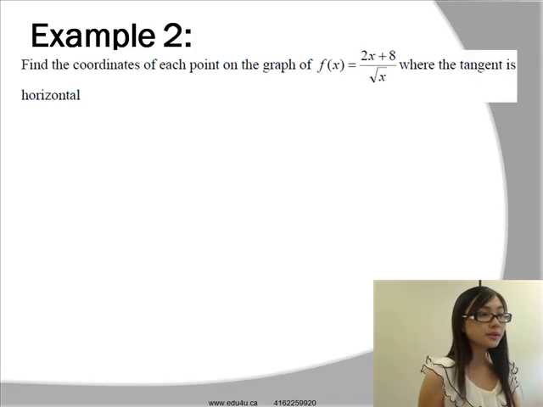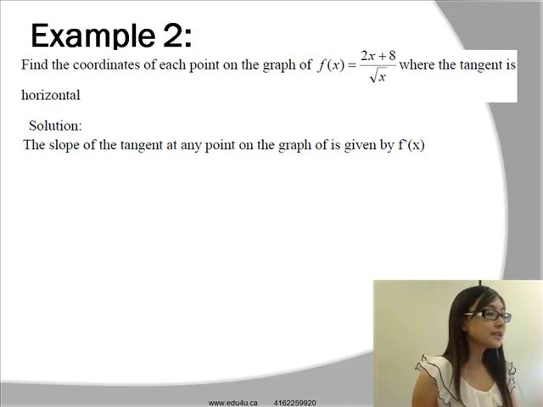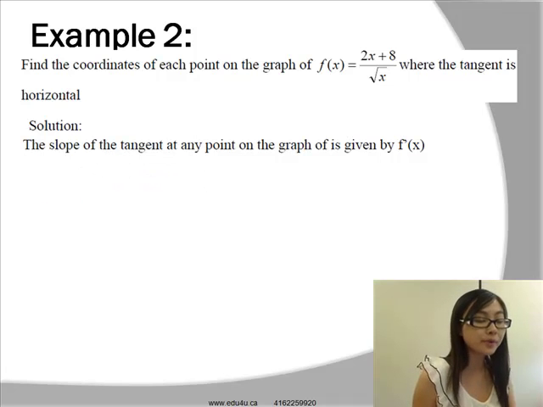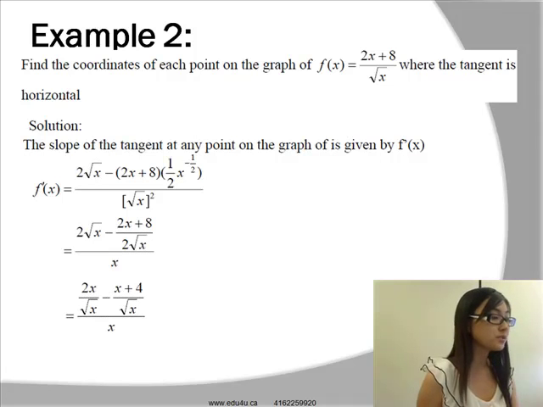Let's take a look at example 2. Find the coordinate of each point of the graph f(x) equals 2x plus 8 over the square root of x, where the tangent line is horizontal. We know the slope of the tangent at any point on the graph is given by f'(x). So we plug that into our quotient rule that we have just learned.